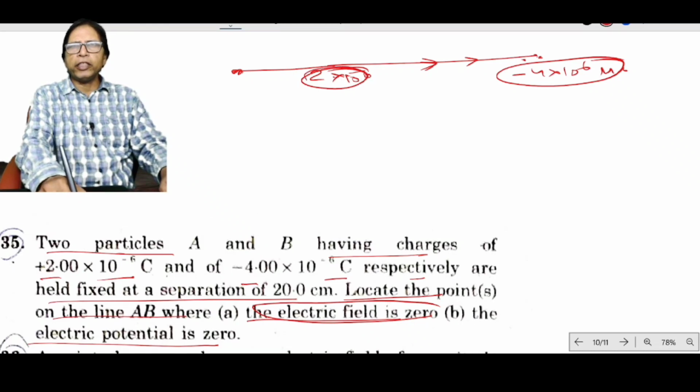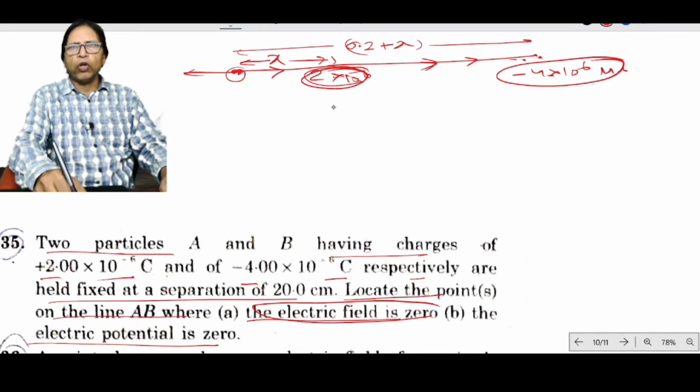Look at this. Due to this charge, electric field is directed away from the charge, and due to the negative charge, electric field is directed towards this charge. So suppose this distance is x where intensity becomes 0. So if this is x, the distance of this point from this charge, this obviously 20 centimeter, that is 0.2 meter plus x, from this charge. Okay. So as electric field is 0, look at this.